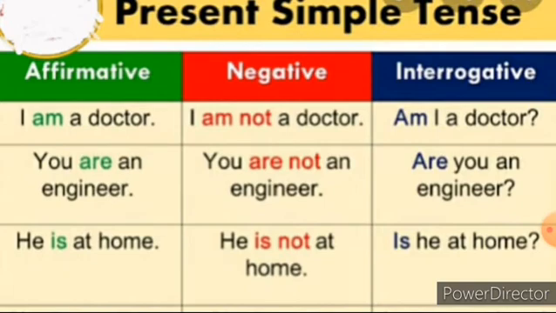He is at home. Now look at the negative column, children. You have to learn this also. This is the first column. Affirmative is the simple present column. And the next one is the negative column. So look at this negative column.